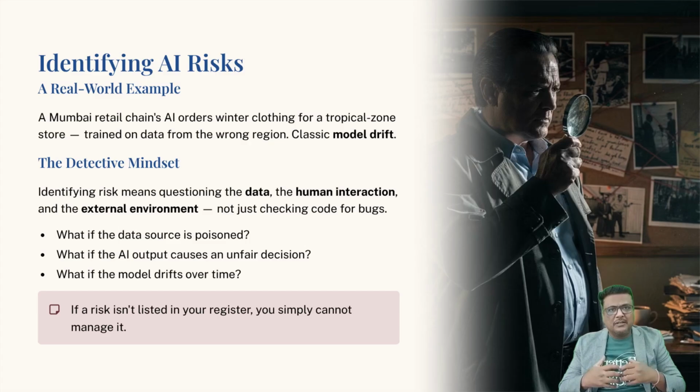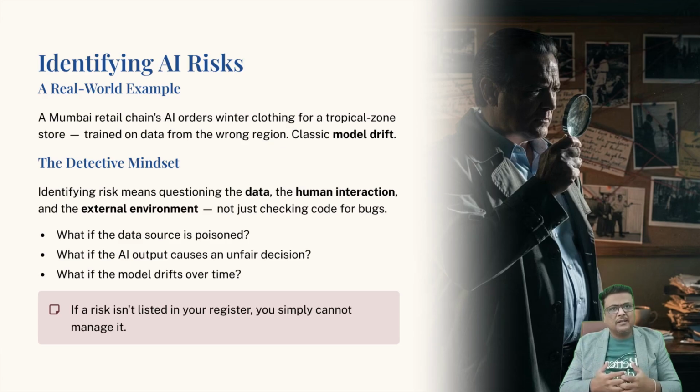Think about a major retail chain in Mumbai that uses AI to manage its inventory across hundreds of outlets. They suddenly discover that their algorithm is heavily biased toward ordering winter clothing for a store in a tropical zone because it was trained on historical data from a completely different region. This is a classic example of model drift or bias risk. Identifying risk is the act of recognizing what could go wrong before it actually damages your brand.